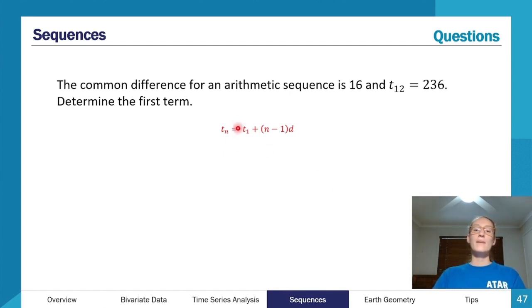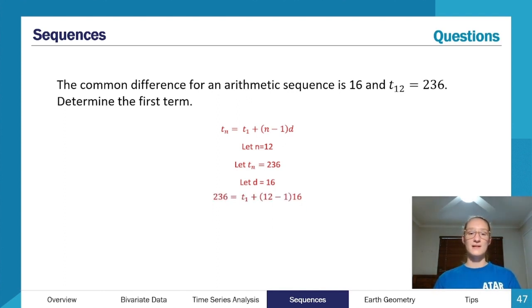T1 is. So I'm actually trying to solve in this question. What I want to find out is what is T1. So I'm going to define all my other variables. I'm going to say let n equal 12 because I know what term 12 is. I know it's 236. So that's actually another known value that I can substitute in to help me find T1. So I'm going to say let Tn equals 236. I'm going to say let D, let the common difference be 16 because that's what we've been told.